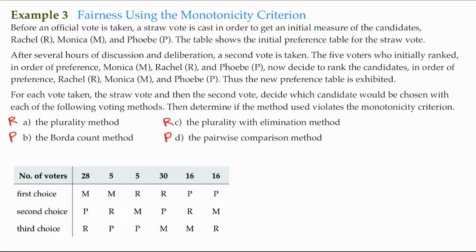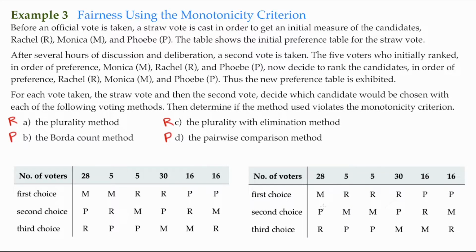Now, if we continue on, it says, after several hours of discussion and deliberation, a second vote is taken. And here's the second vote. The 5 votes that initially ranked Monica, Rachel, and then Phoebe, now decide to rank the candidates in order of preference, Rachel, Monica, and Phoebe. So this group right here has switched their votes. They now look like this. So here's the second election.